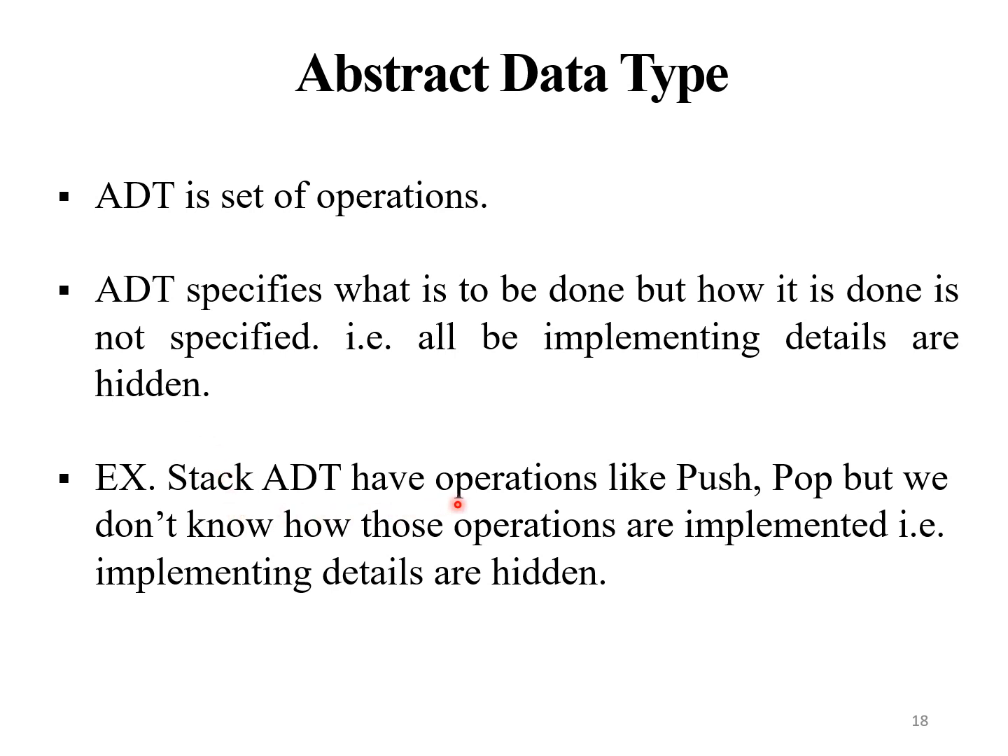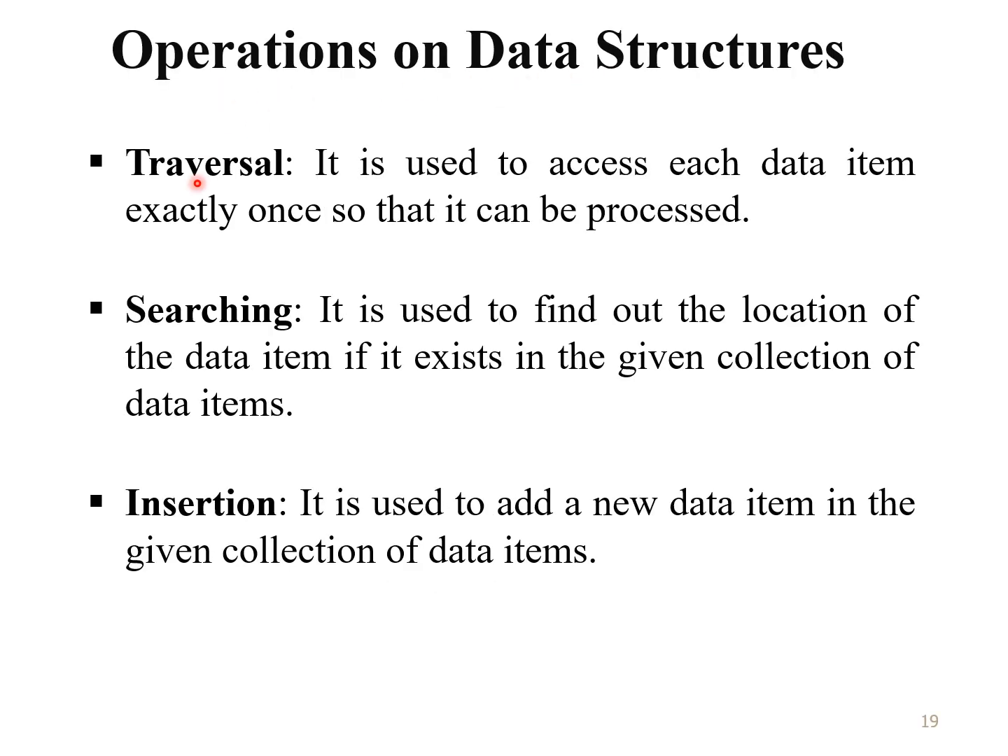Example, stack ADT has operations like push, pop, but we don't know how those operations are implemented. That is, implementing details are hidden. So simple. What is an abstract data type? Abstract data type is a user defined data type. It is a set of operations and the implementing details are hidden. Next is operations on data structure. First operation is traversal. It is used to access each data item exactly once so that it can be processed.